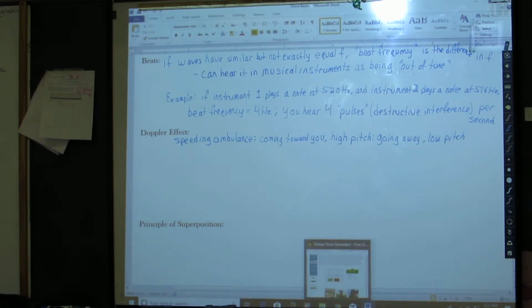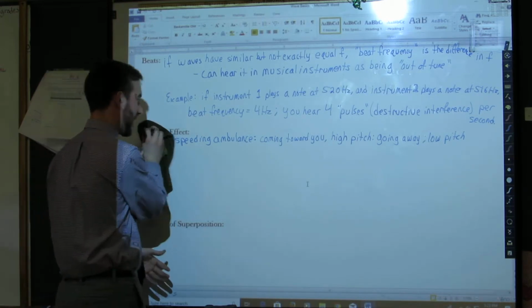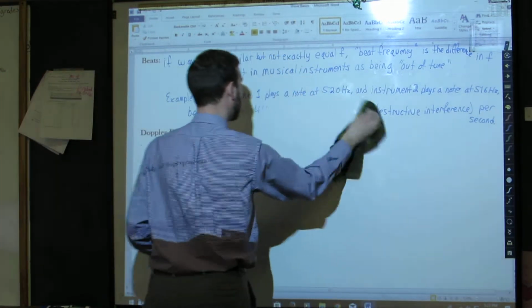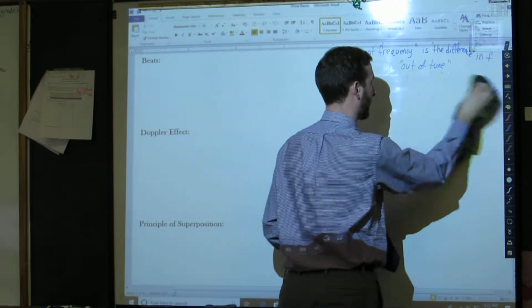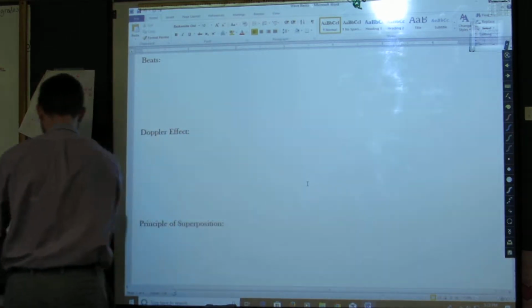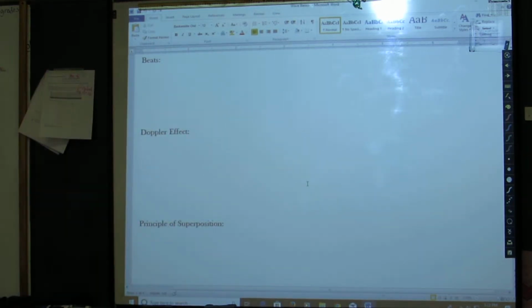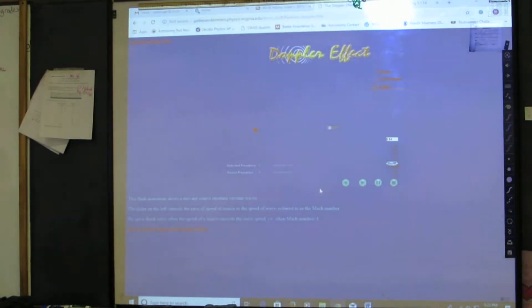Okay, so I'm going to erase this actually, and then I'll bring it back. We're going to write kind of a lot under Doppler effect. So let me erase this and let me show you a little clip that I just found, or a little animation, I should say. Okay, Doppler effect.